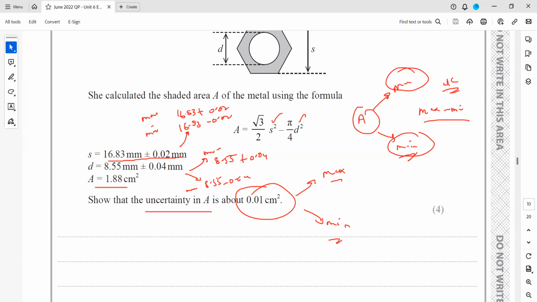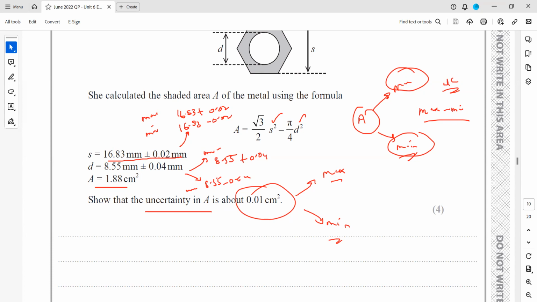So this can be done in different ways. The first method, as I showed, is that you work out the percentage uncertainty in S square, then the uncertainty in S square, then the percentage uncertainty in D square, and then the uncertainty in D square, and then just add the two values, and you'll get the total uncertainty.